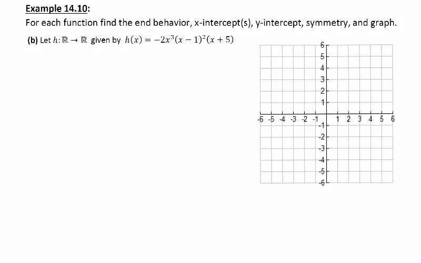Example 14.10 part B gives us a new function. This is function h, and h is already in factored form. So that's going to make finding the zeros very easy for those that want to do that calculation. The end behavior, however, you have to make sure that you put your equation into standard form before you start thinking about what the end behavior really is.